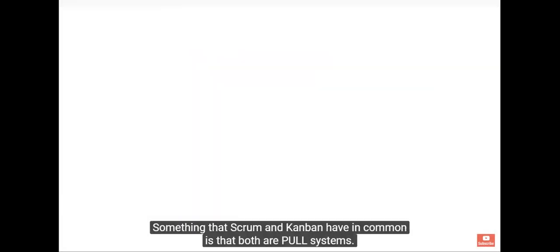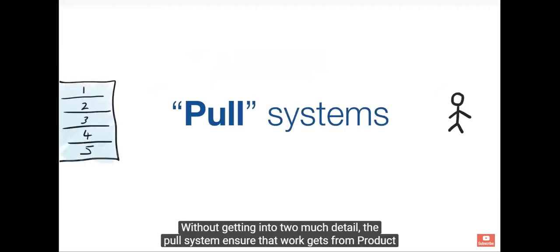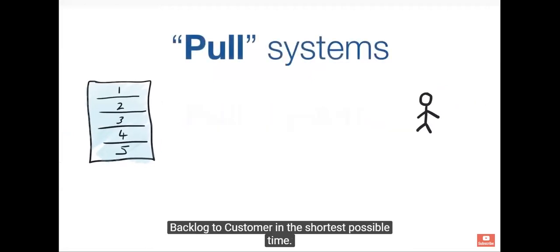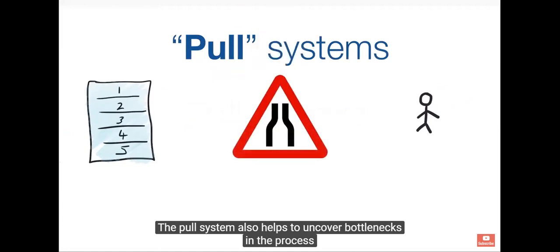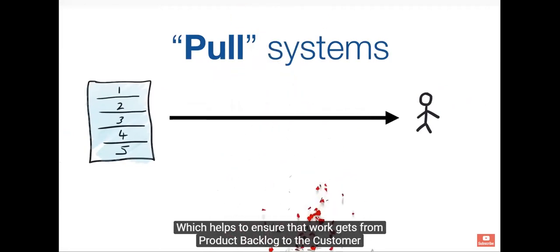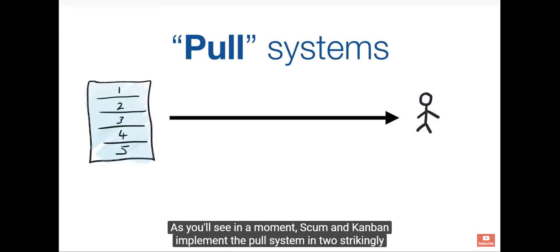Something that Scrum and Kanban have in common is that both are pull systems. Without getting into too much detail, the pull system ensures that work gets from product backlog to customer in the shortest possible time. The pull system also helps to uncover bottlenecks in the process, which helps to ensure that work gets from product backlog to the customer in the shortest possible time. As you'll see in a moment, Scrum and Kanban implement the pull system in two strikingly different ways.